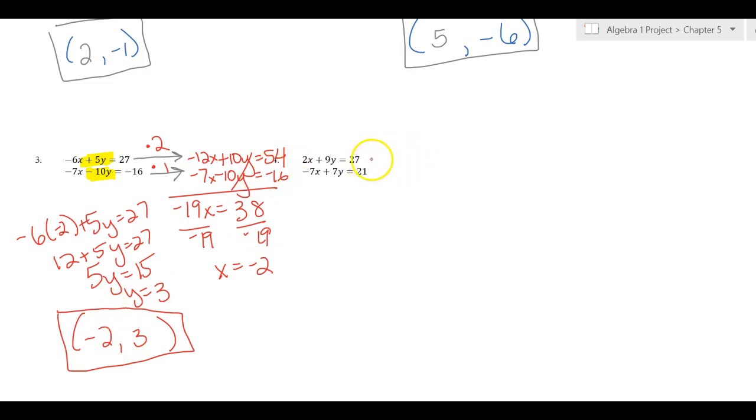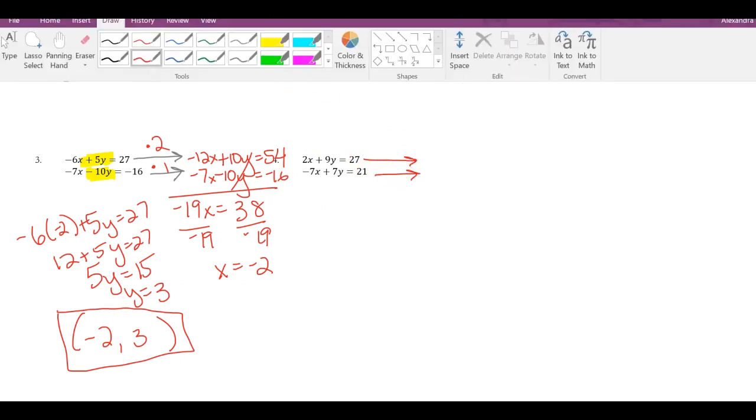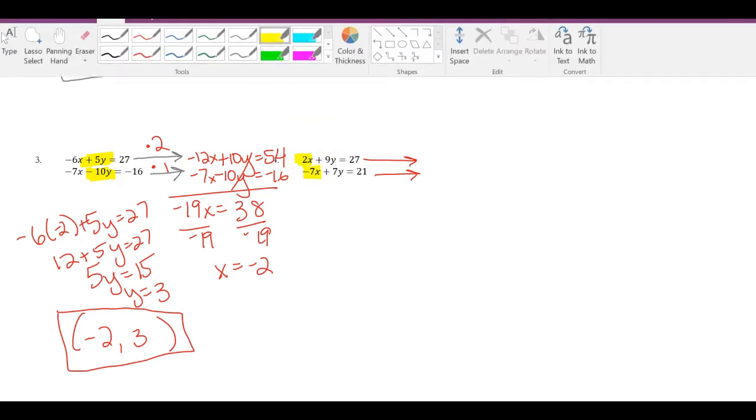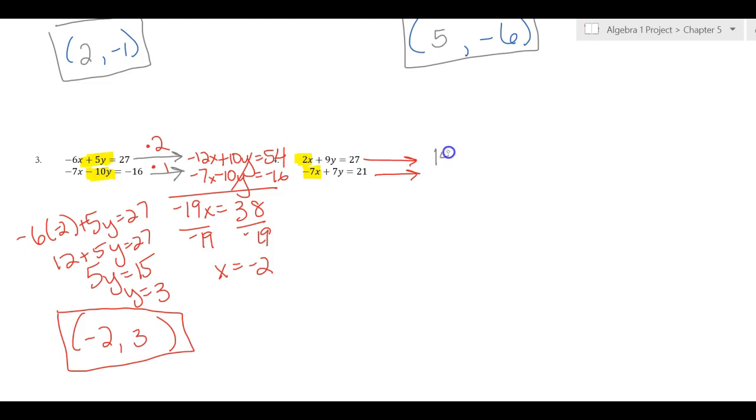All right, so looking at number 4, if I look at 2 with 7 and 9 with 7, I think these are the easiest ones to make the same. And so I'm going to make them a 14x and a negative 14x. And so the top equation, I have to multiply everything by 7. So I get 63y and 189. The bottom one, I have to multiply everything by 2. So I get 14y and 42.